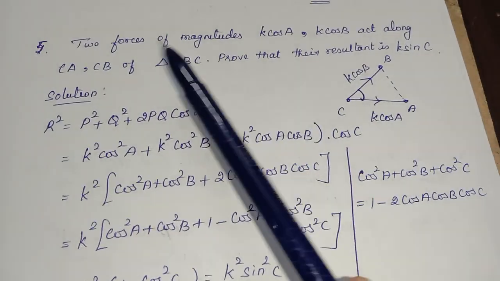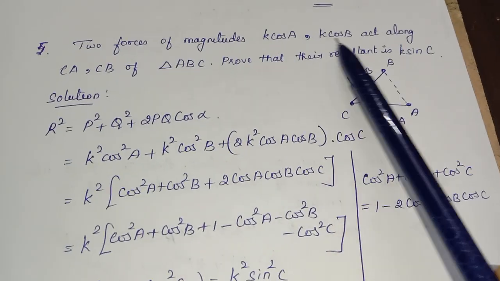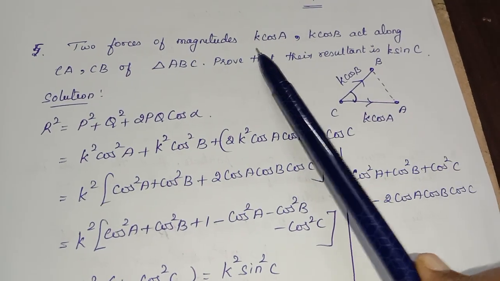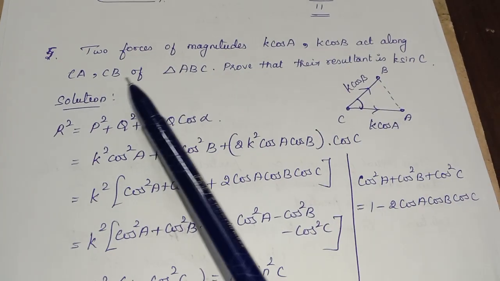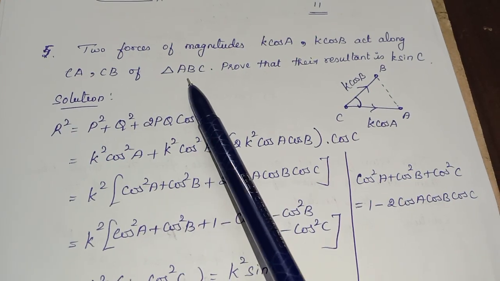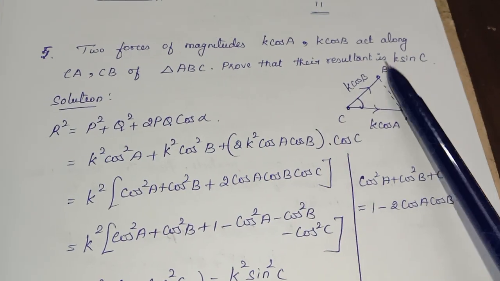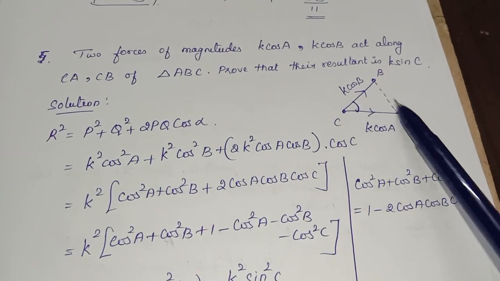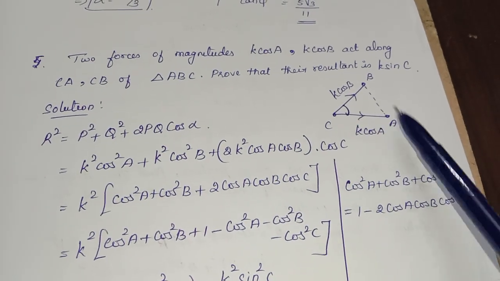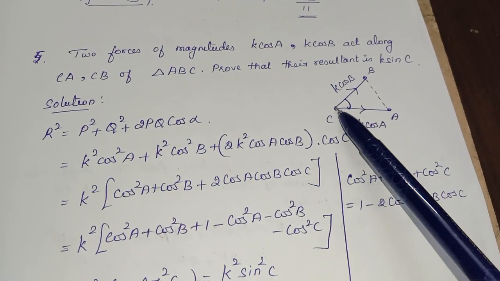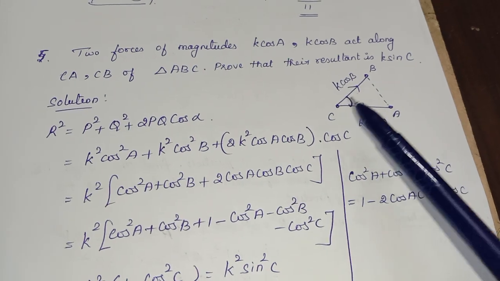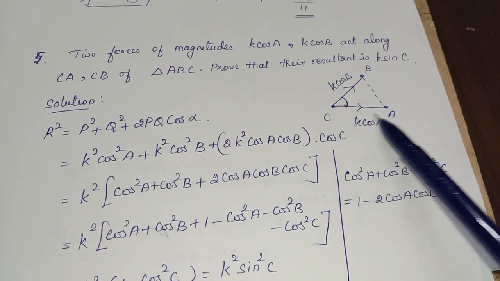Okay, next problem. Two forces of magnitude K cos A and K cos B act along CA and CB of a triangle ABC. So we want to find the resultant. So we have a triangle ABC, CA and CB. So two forces I am having. One is K times cos A, another one is what? K times cos B. What we have to find? The resultant of these two forces.